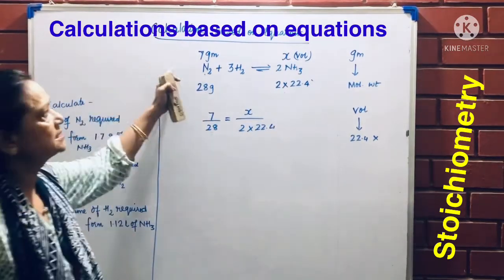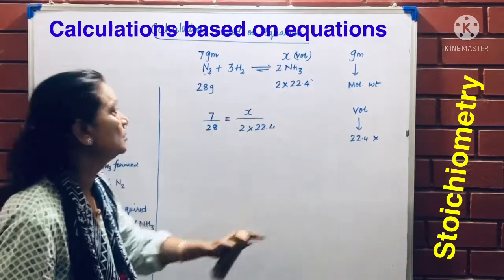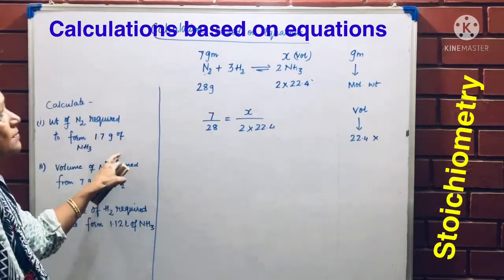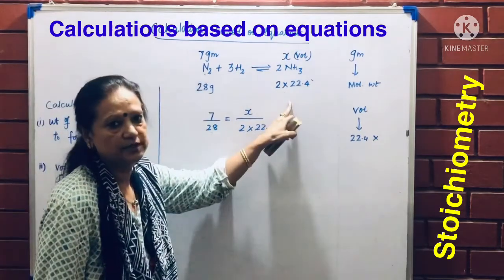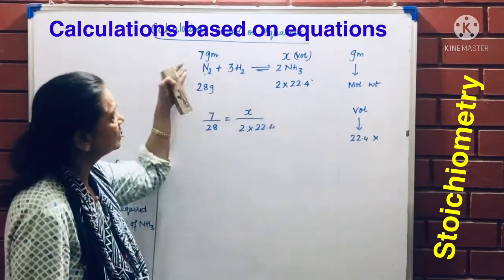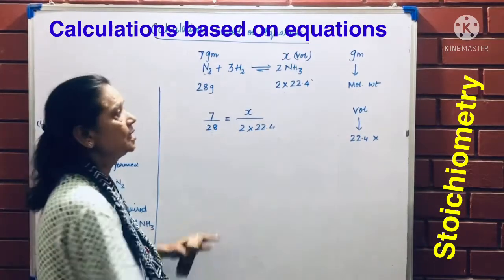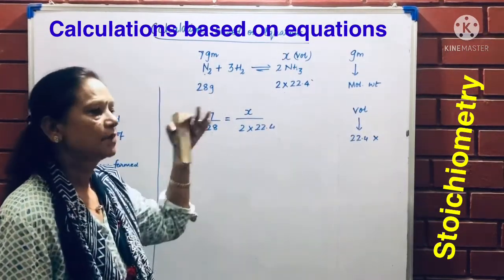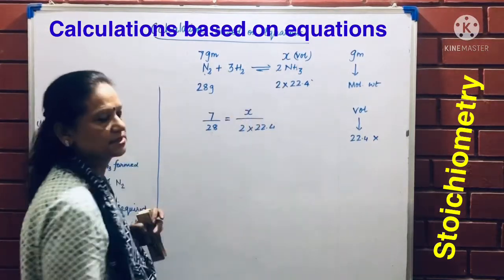So on one side is grams, on the other side is volume. In the first example, we had done weight-weight relationship. This is weight-volume relationship. So wherever there is weight, always molecular weight. Wherever there is volume, always 22.4 liters multiplied by whatever number is here.